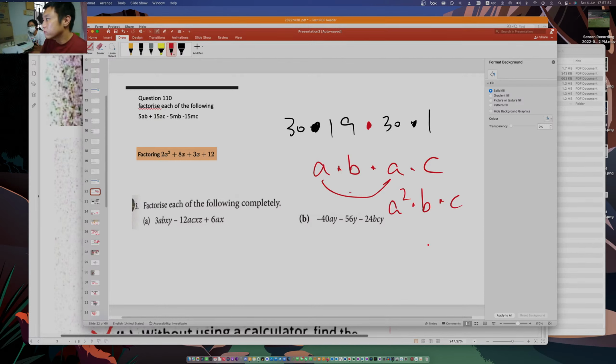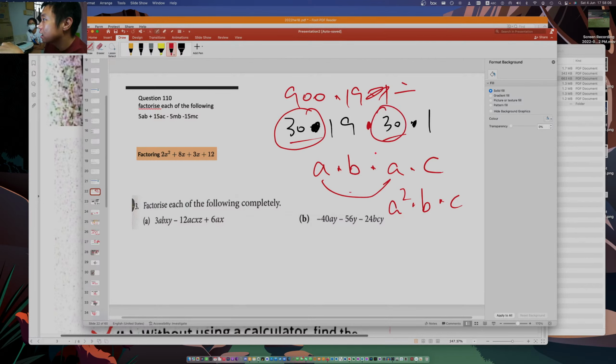So for the above, 30 and 30, 900, then 900 times 19 times 1. Then use the calculator. So you cannot factor out. You cannot tell me like this, oh, 30 is common, take out 30, then 19 times 1. Wrong. A lot of students make this mistake. So factorization only works for plus or minus.